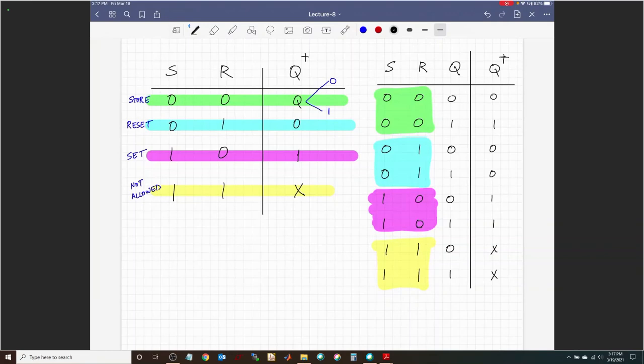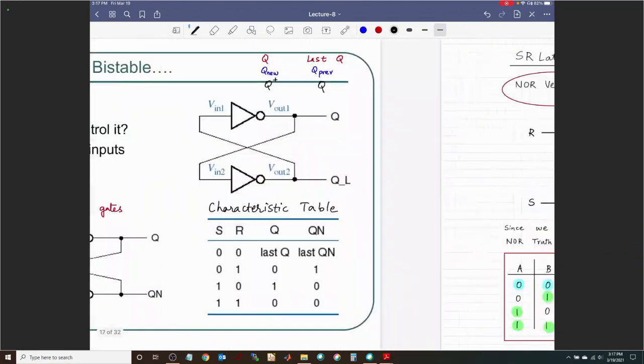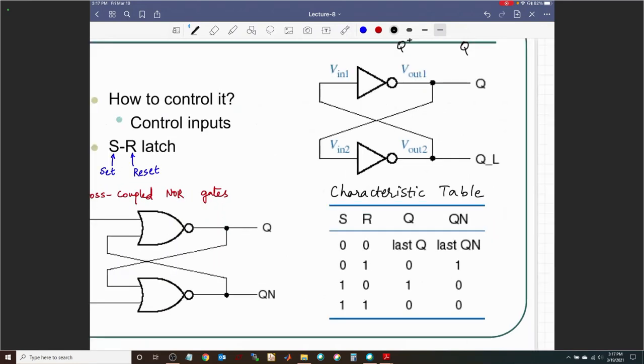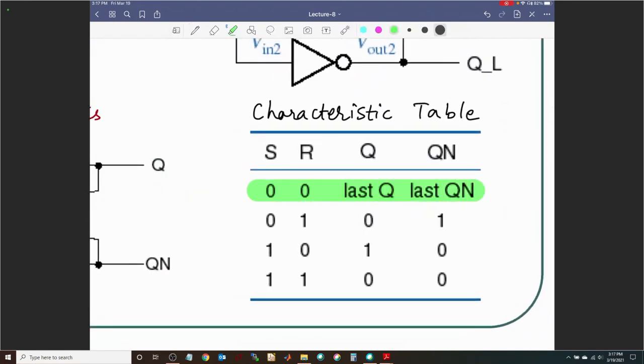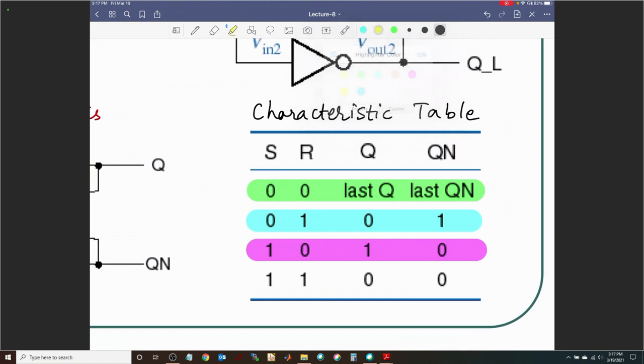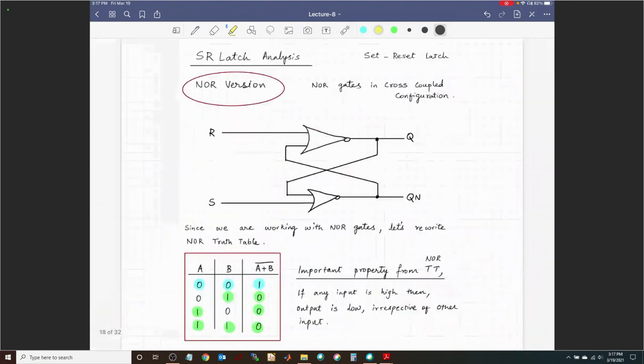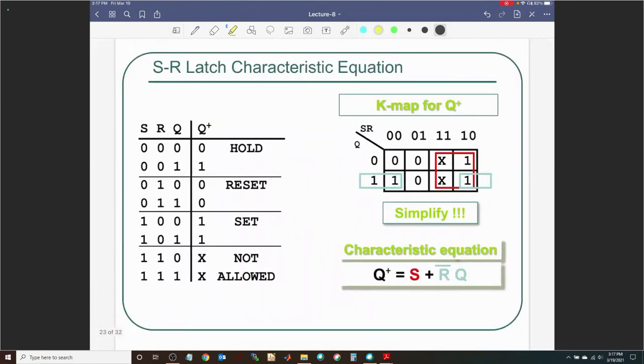With this, you can derive certain things. For example, do I have this? All right, so store, reset, set, not allowed. So all of this is being captured over here. This is the table that we derived on the previous slide. We wrote out all of them. The hold or store or memory, this is referred to by many names. Then you have the reset state, then you have the set state, then you have the not allowed state.